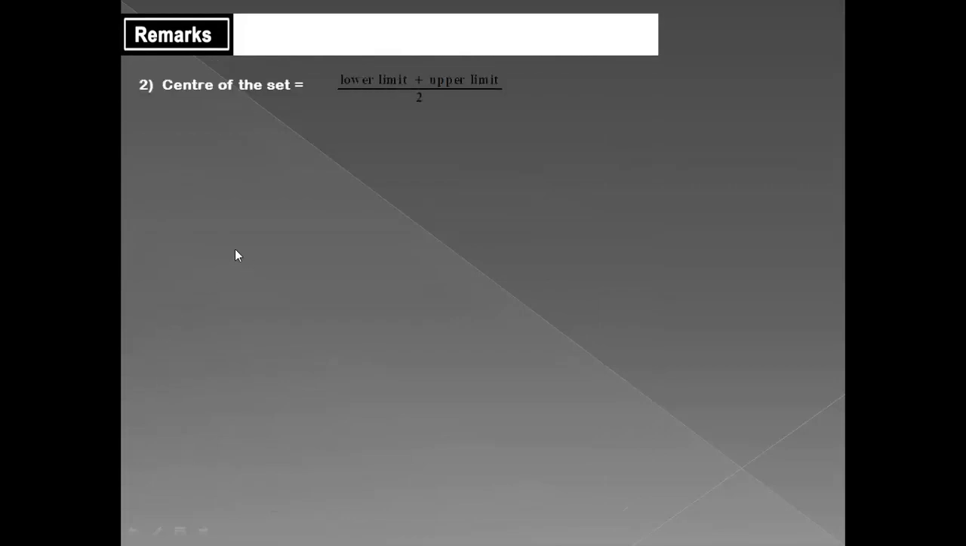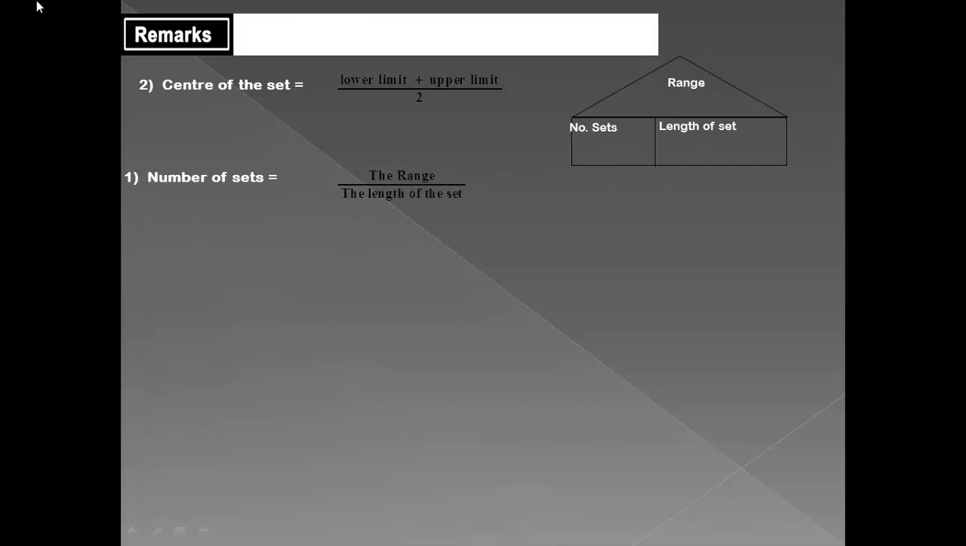Remarks. What is the meaning of center of set? How can we calculate the center of set before starting drawing any chart? Center of set equals lower limit plus upper limit over 2. The number of set. How can we calculate the number of set? The number of set equals range over length of set. Range equals number of set times length of set. If you want to calculate the length of set, it equals range over the number of set.